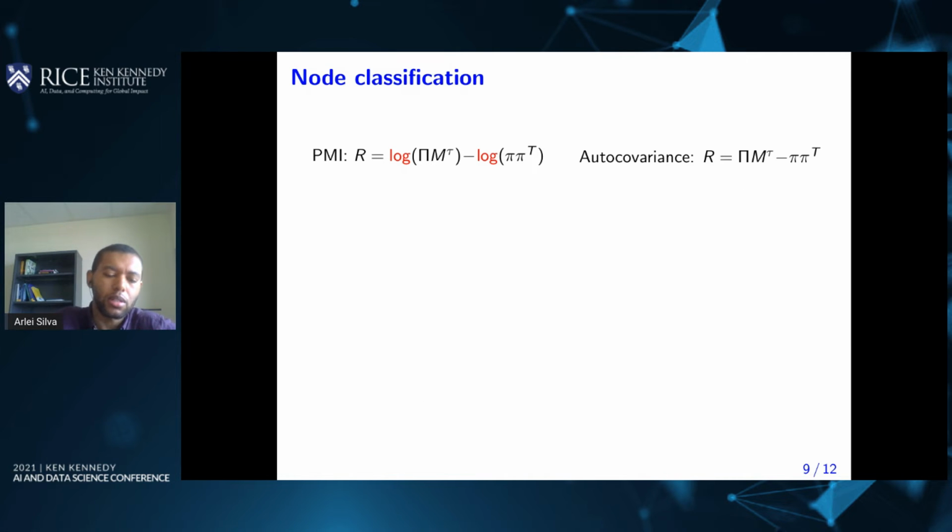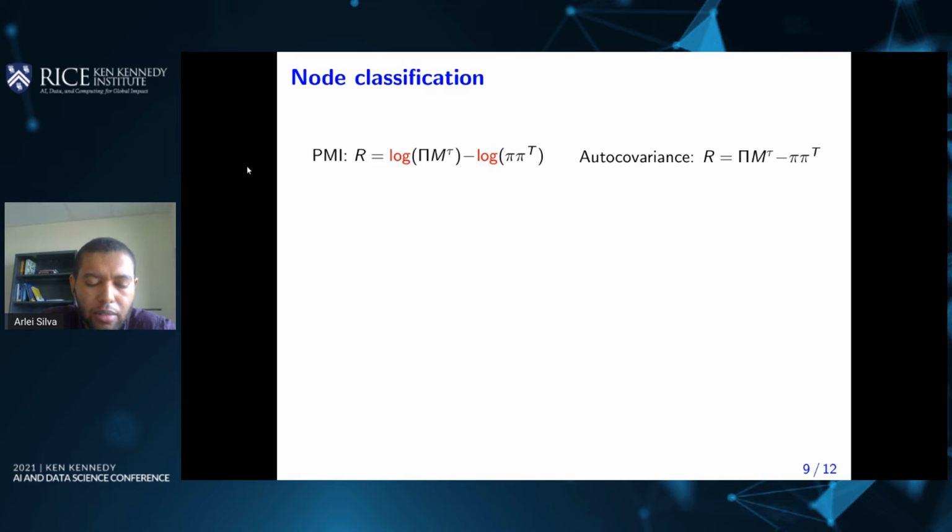So let's look at node classification, right? And here I'm showing you what the expressions for the similarity metrics are. So on the left side, you can see the pointwise mutual information, and on the right side, you see the autocovariance. So the similarity metrics are just functions of topological properties of the graph, right? And these are expressed based on the stationary distribution of the process, right? So that's where the pis are coming from.